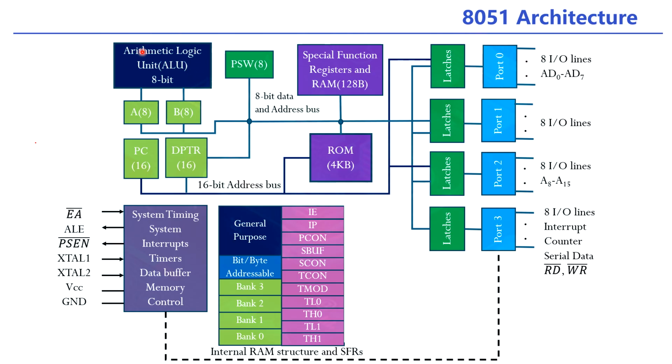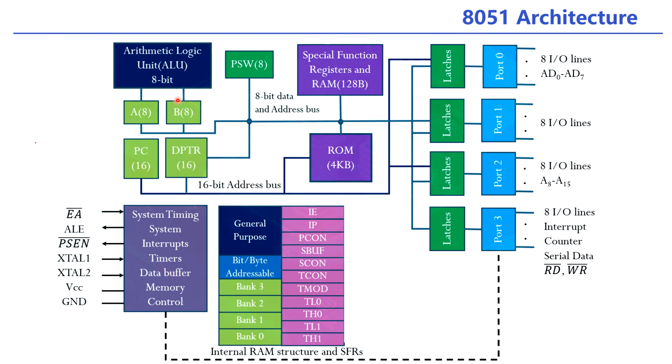This ALU will perform arithmetic and logical operations on 8-bit numbers only. It will always take two operands. One is directly from the accumulator, that is the A register. The other number is taken from either the B register or an immediate number, or it may come through memory.